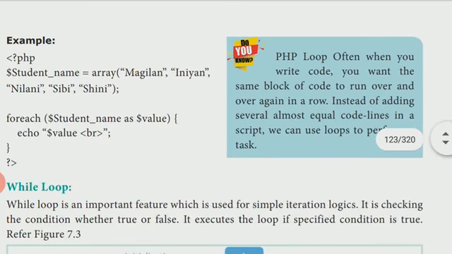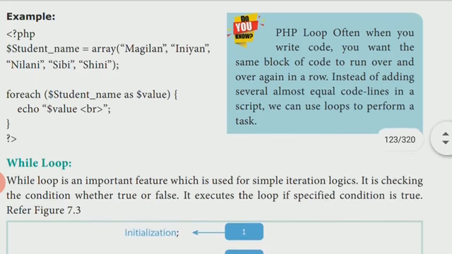See the example. Student name is equal to array of Mahilan, Iniyan, Nilani, CB, Shini. These are the student names, the array values. For each student name as value, echo value. So here each student name will be printed.